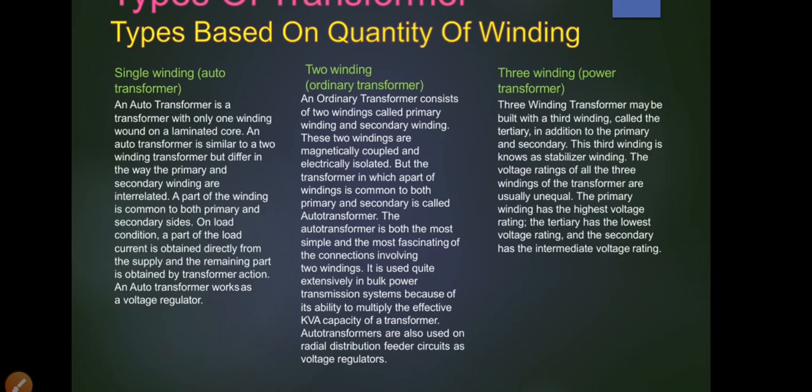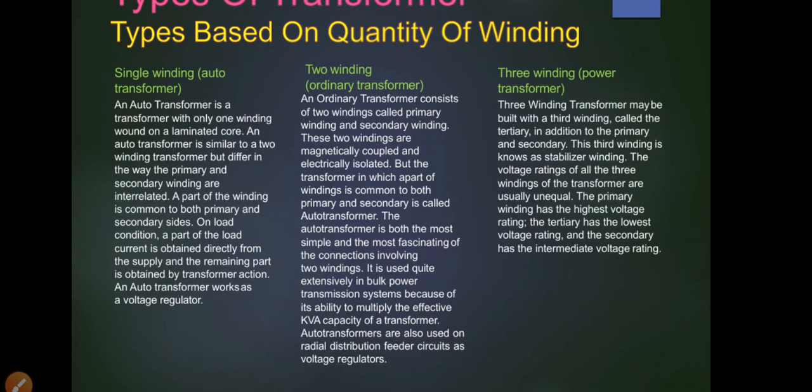An auto transformer is a transformer with only one winding wound on a laminated core. An auto transformer is similar to a two winding transformer but differs in the way the primary and secondary windings are interrelated.